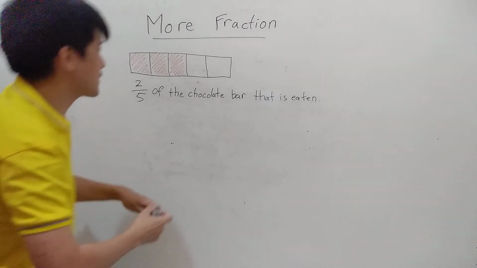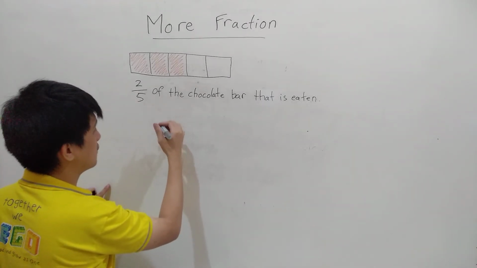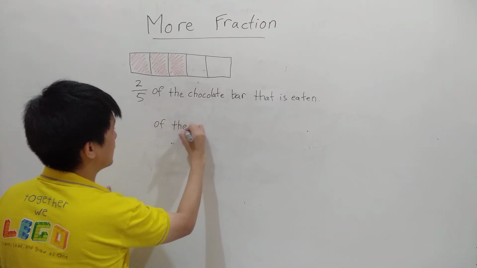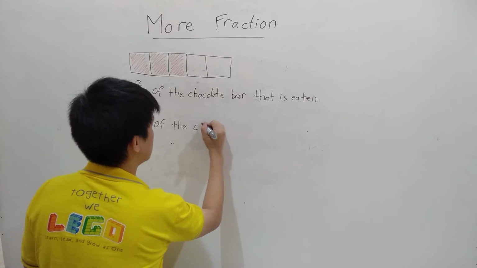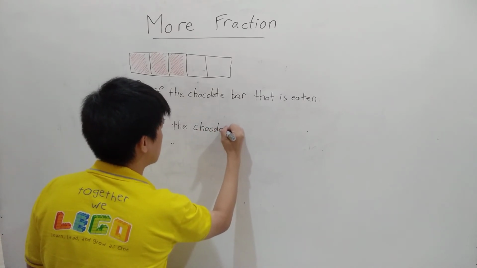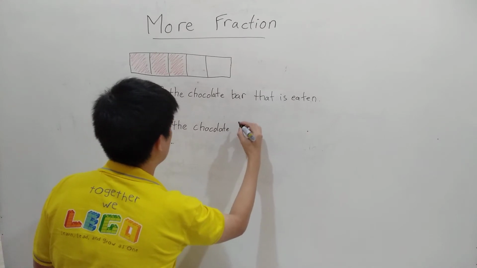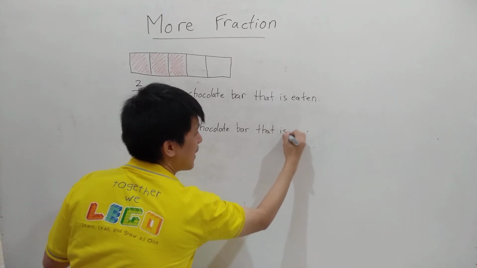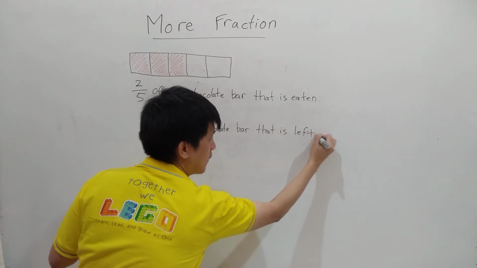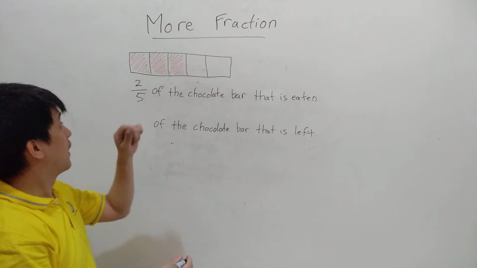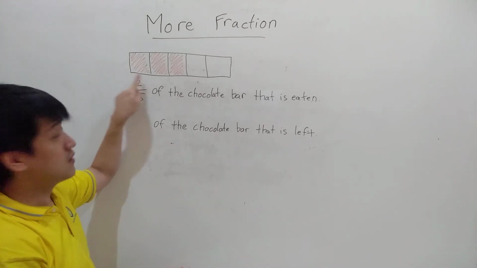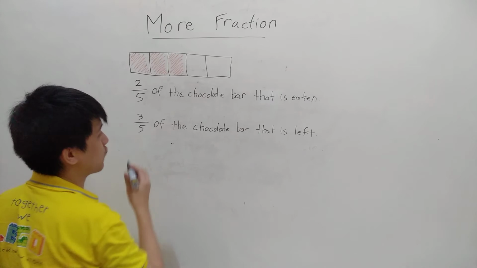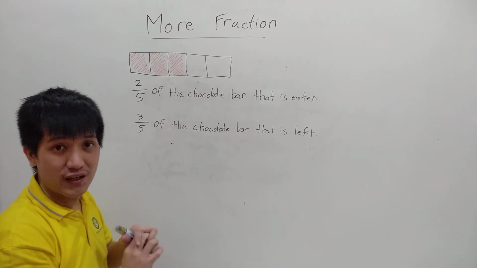If the question asking something like this, how many of the chocolate bar that is left? How many of the chocolate bar that is left? The one that's left is 1, 2, and 3. So it is 3 parts out of 5 equal parts of the chocolate bar that is left.